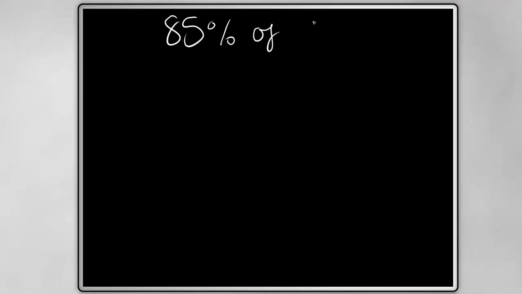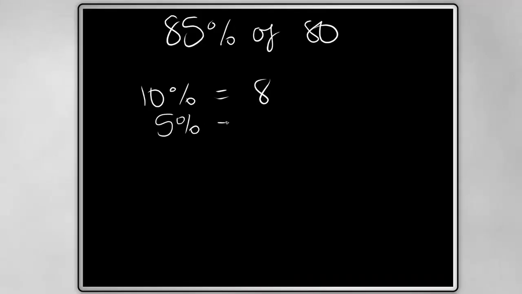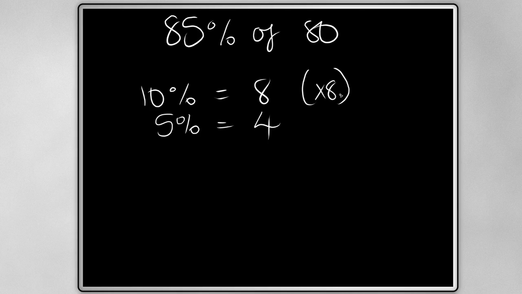Let's look at another example. Let's find 85% of 80. I can use the percentages that I know. I know how to find 10%. It's 8. Now from here, I can also find 5% because I can just half it. So 5% would be 4. I can now make 85% out of a combination of these two. I need 8 lots of 10% to give me 80%, and then I need 1 lot of the 5%. So altogether that would give me 85. So 8 times 8 is 64. Add on the 4, gives me a total of 68.